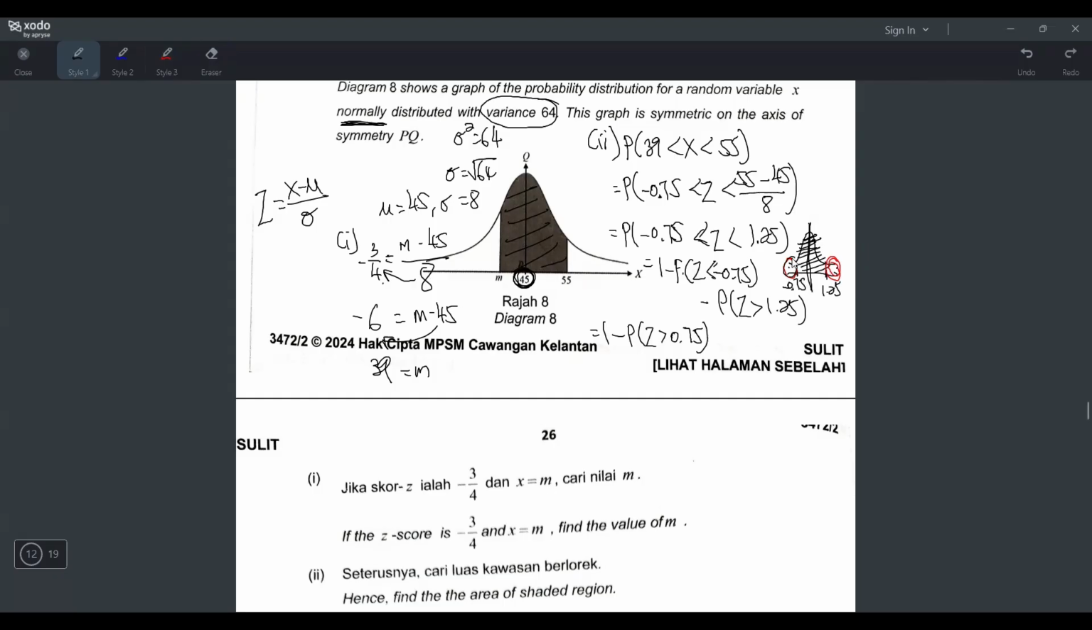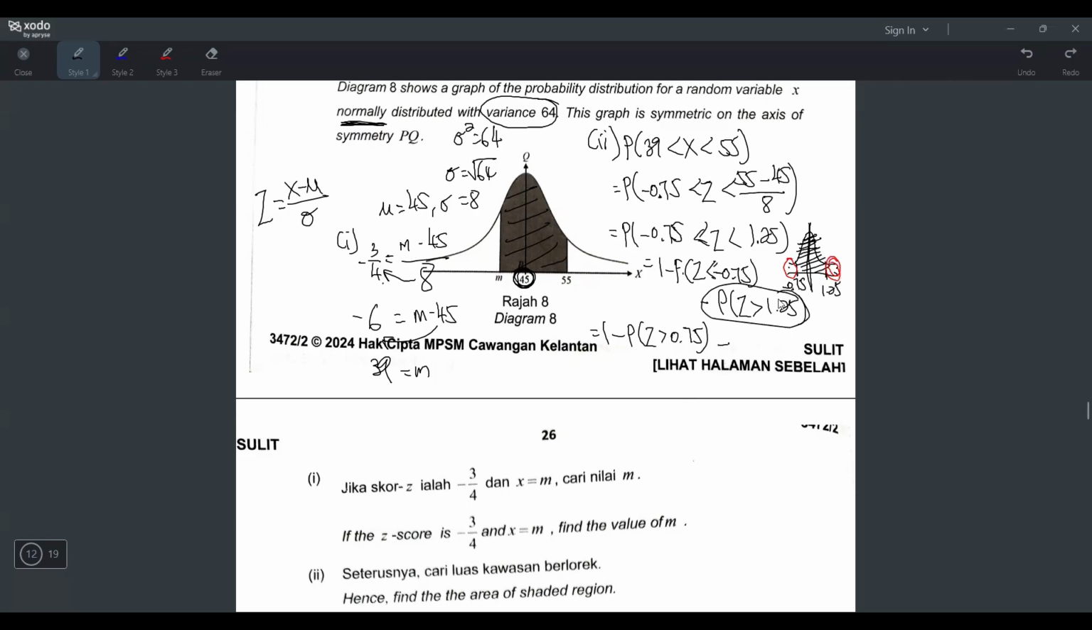So if I say smaller than negative 0.75, if you flip to the other side, it will become bigger than 0.75. In other words, smaller than negative 0.75 is the same as bigger than 0.75 because it's symmetrical. So the area is the same on both sides. But you can only flip like this when it's smaller negative. If bigger negative, don't do like that, please. So smaller negative, then you can flip to bigger positive.